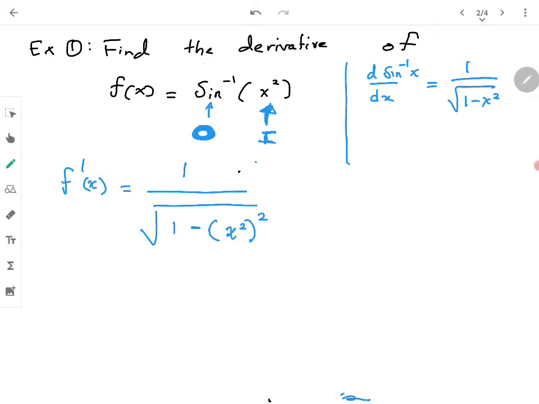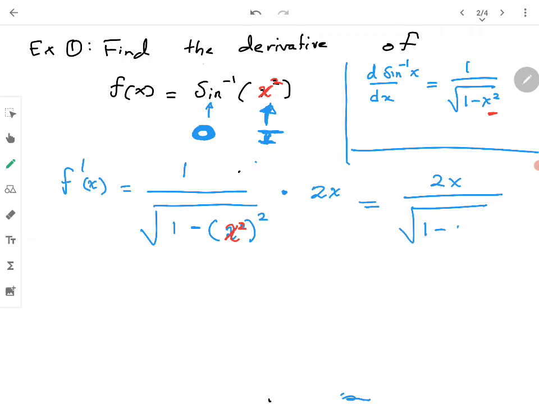So whatever's inside. Here the inner function was x squared. So when we apply the chain rule, you need to write x squared, what is inside here, instead of x, like here. So that's the derivative of the outer function times the derivative of the inner function. What's the derivative of x squared? That is 2x. Now you can simplify this: 2x over square root of 1 minus x squared squared, which means x to the 4th.